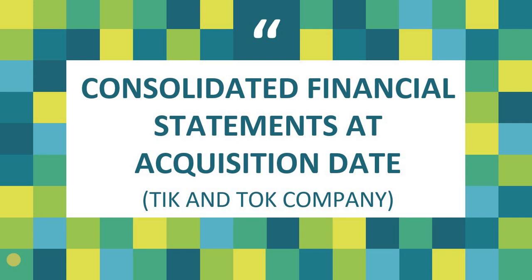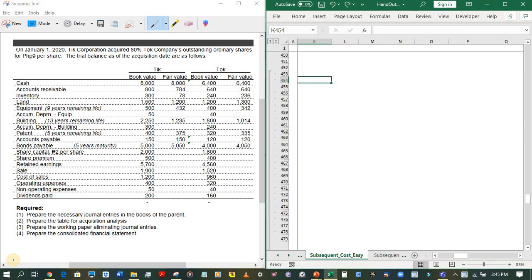Now let's discuss the preparation of consolidated financial statements at acquisition date. On January 1, 2020, TIC Corporation acquired 80% of TOC Company's outstanding ordinary shares for 9 pesos per share. Since TIC purchased 80% of the outstanding shares, and the acquisition is more than 50%, we assume that TIC Corporation obtains control over TOC Company. Since control is present, TIC Corporation is the acquirer and TOC Company is the acquiree.